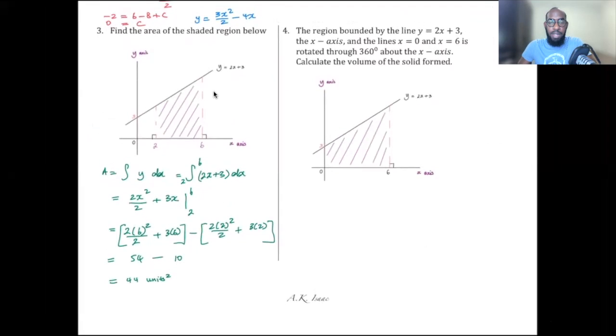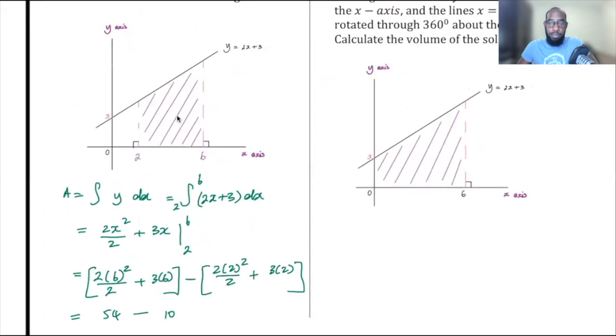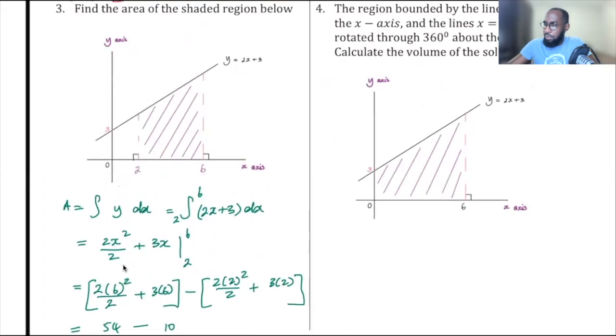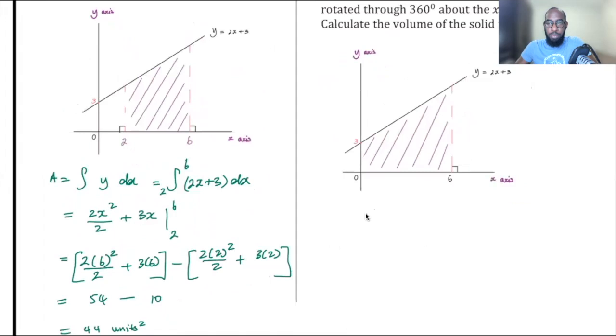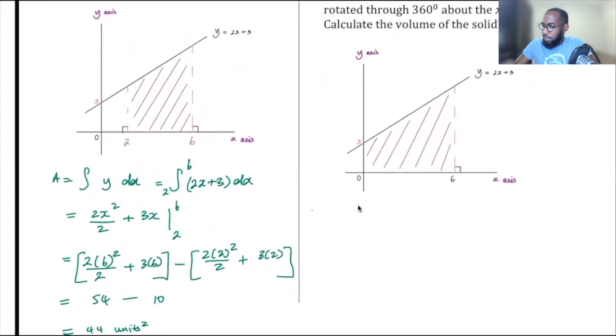All right. Now this shape here is a trapezium. So if we apply the trapezium formula, we're supposed to get 44. All right, so let's do that quickly. I'm going to borrow this space across here. So the area of a trapezium is half the sum of the parallel sides multiplied by the height. So the parallel sides would be this here and this here.